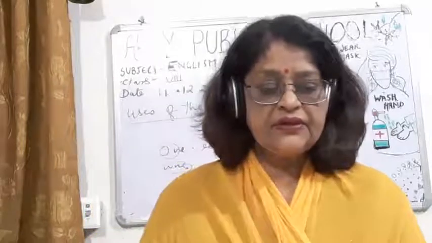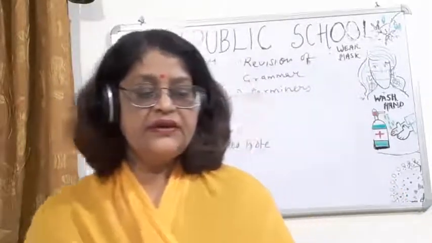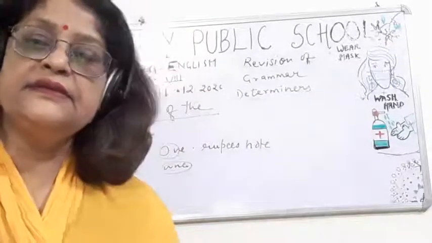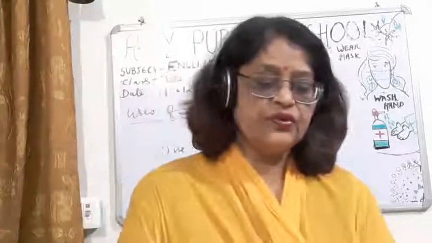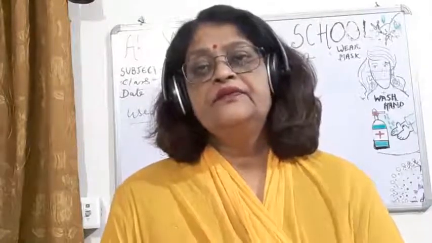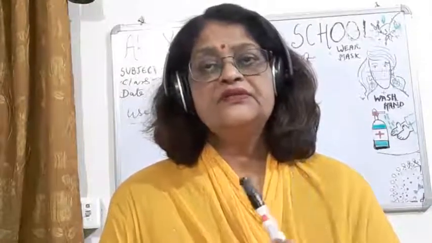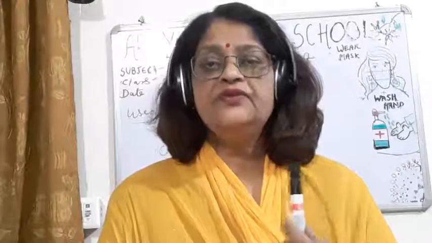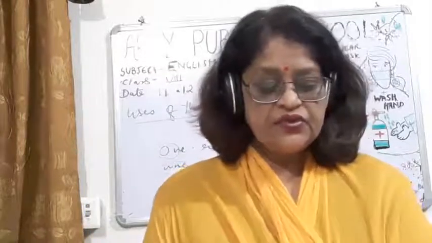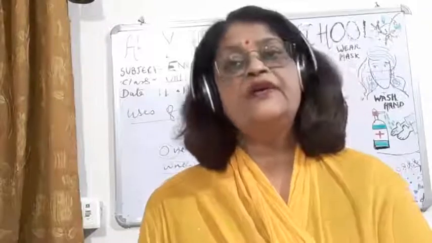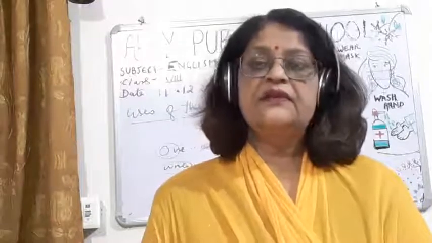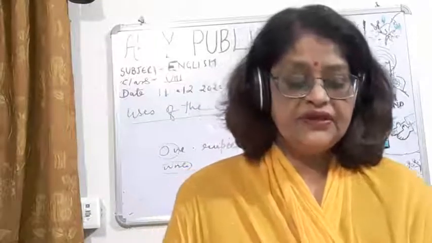So this is about the determiners I've explained to you, children. Demonstrative determiners, that is the use of this, that, these, those. These are known as demonstrative determiners. They demonstrate the thing. This is the marker I'm writing. I'm demonstrating, I'm telling you about this marker. Demonstrative determiners are used to talk about persons or things that have already been mentioned.